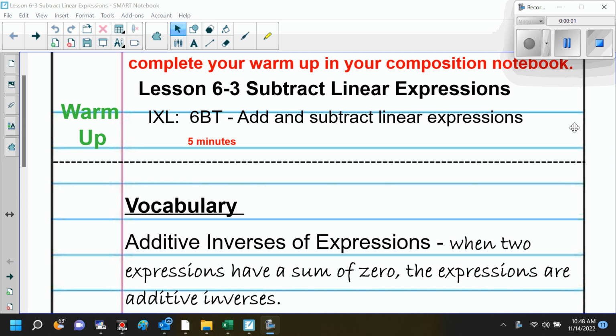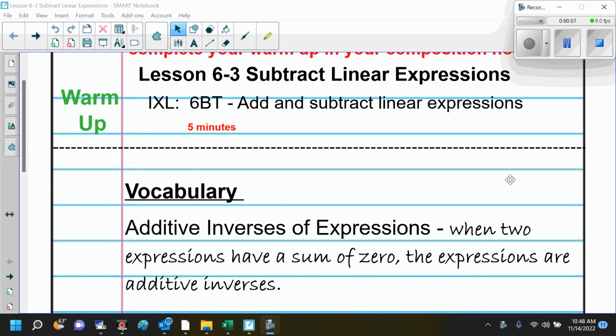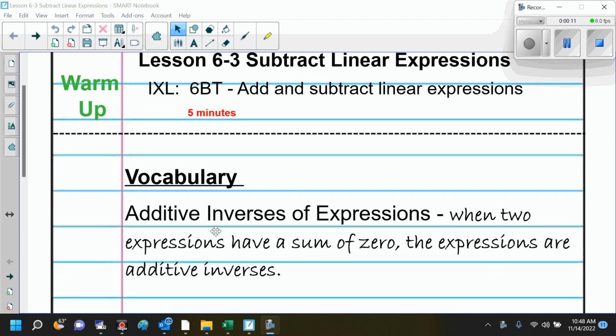All right, so lesson 6-3 is subtract linear expressions, okay? So the first thing I want you to do is write down this vocabulary. This is additive inverses of expressions. It says when two expressions have a sum of 0, the expressions are additive inverses.